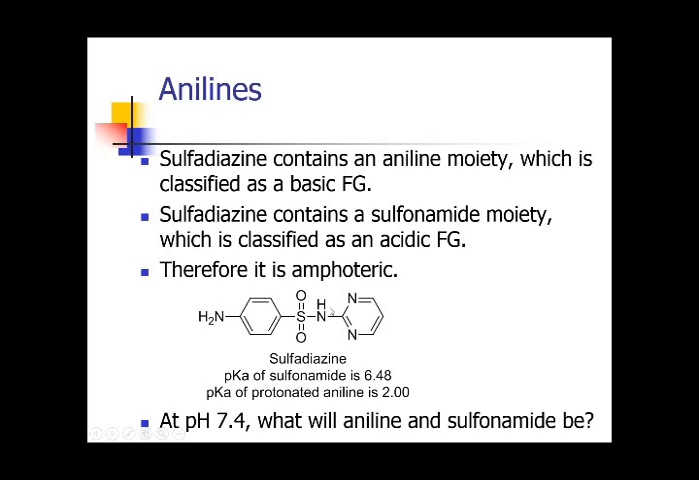Here, the H is on there already. Remember, it's an acid, so therefore neutral or negative. At pH 6.48, it's a 50-50 mixture. At pH 7.4, there's more OH minus around to pull off that H. That H is going to be pulled off, pulled off, pulled off. So at pH 7.4, this is going to be negative. So overall, at pH 7.4, it's neutral here and negative there.